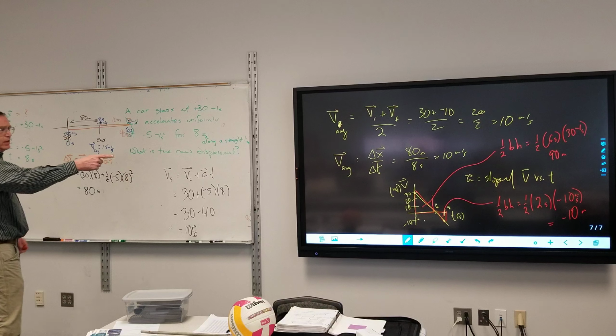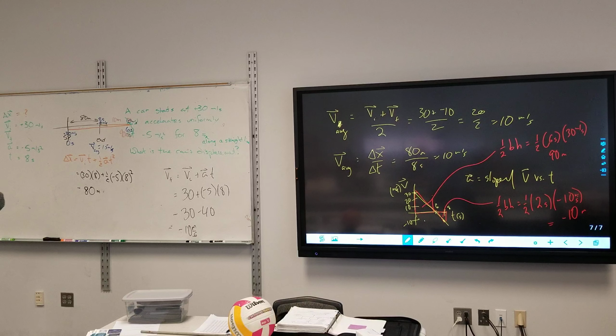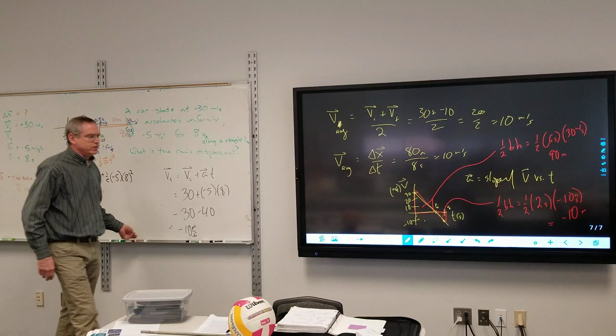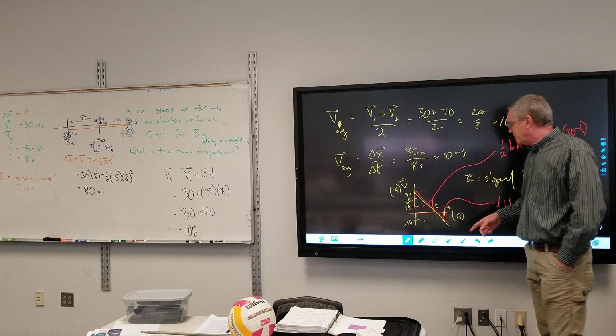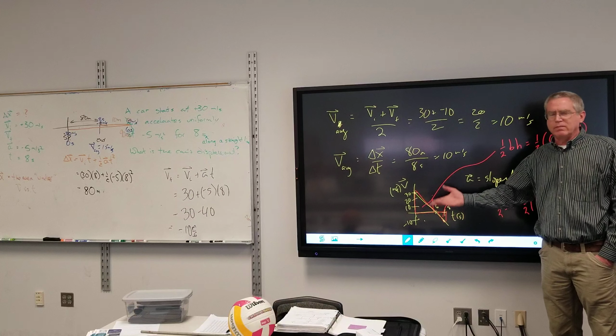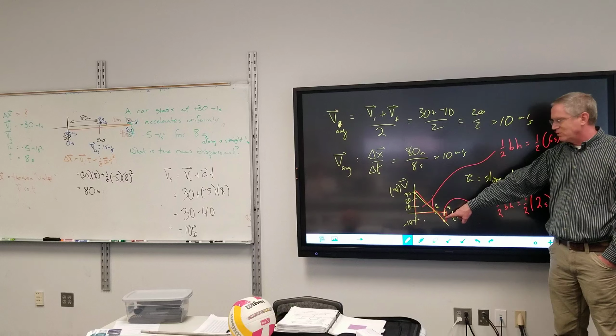We have acceleration is the slope of the velocity time graph, but displacement is the area under velocity, first time. Now I put under in quotation marks. This is math terminology. When you say the area under the curve, it's the area between the curve and the horizontal axis. So this is still considered under the curve.